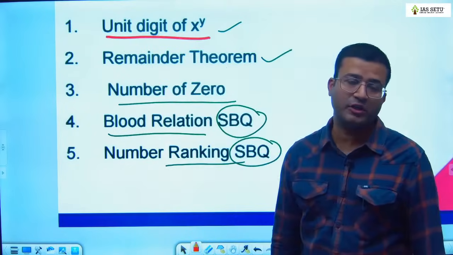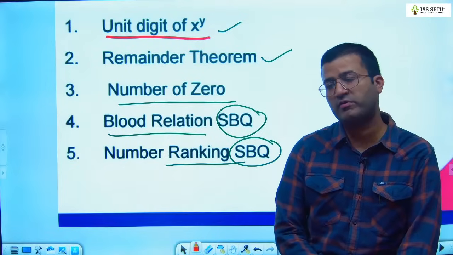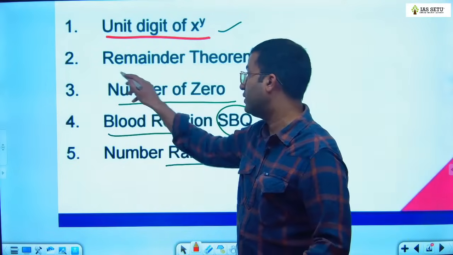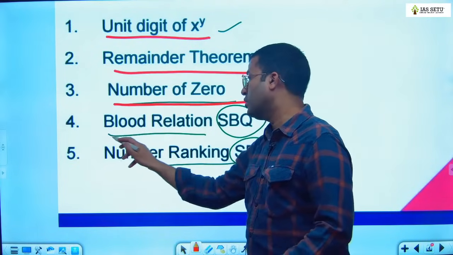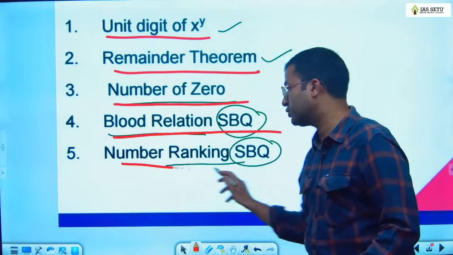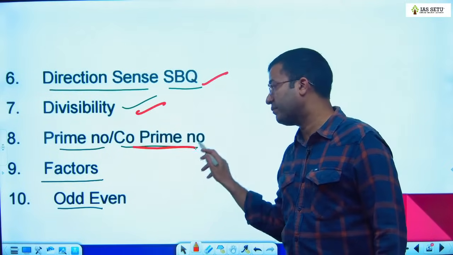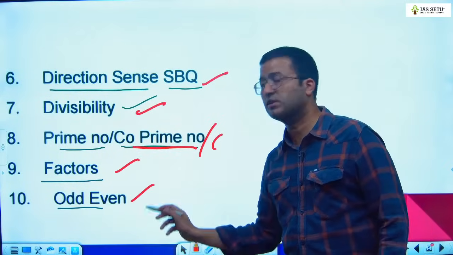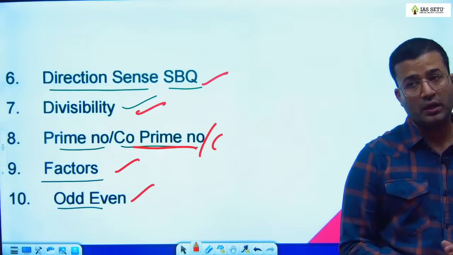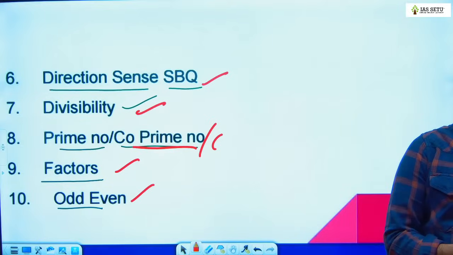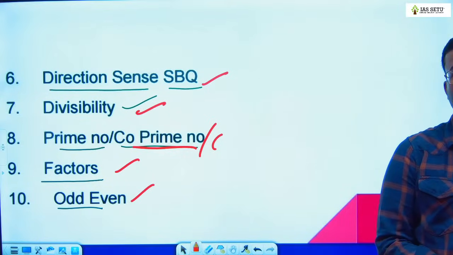Every year for the last 4-5 years, we are having one question from the unit digit of x to the power y. Remainder theorem, number of zeros, blood relation related to statement based questions, number ranking, direction sense, divisibility, prime number, co-prime number, composite number, factors, odd, even. Okay, this thing. The rest I already told you in my theme based lecture 13.